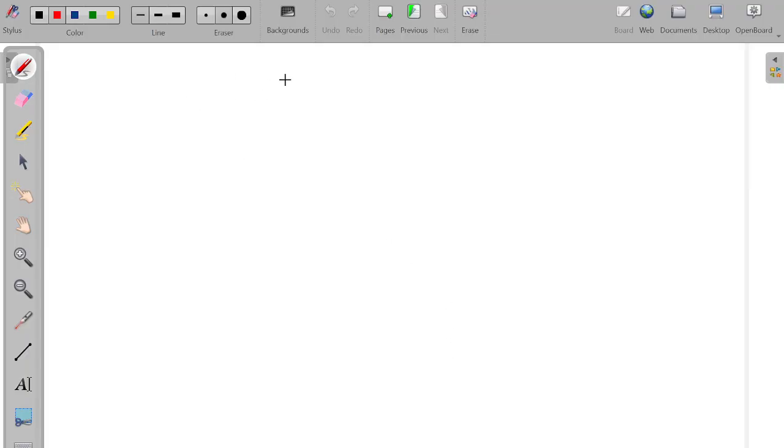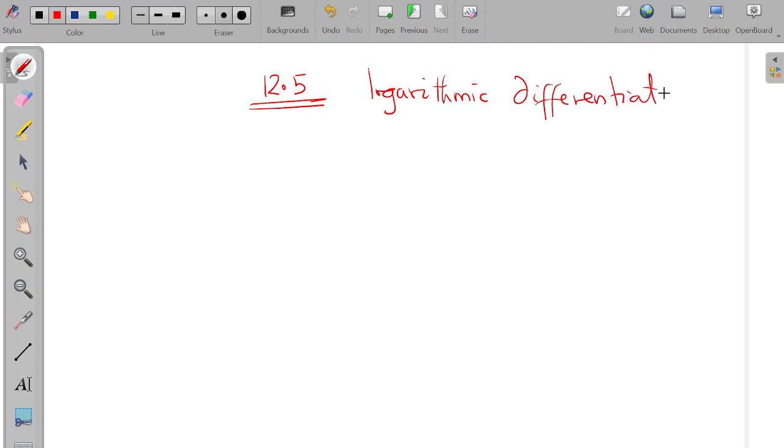Okay, welcome back to Introductory Mathematical Analysis B. Now we are in 12.5, and in 12.5 we are dealing with logarithm differentiation. This is different from the derivative of a logarithm function.